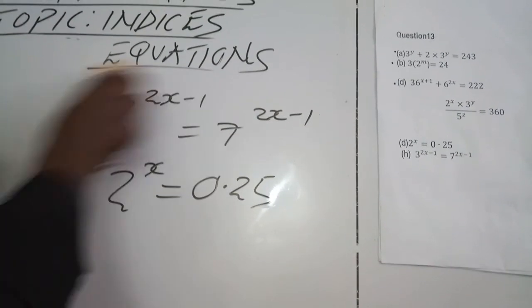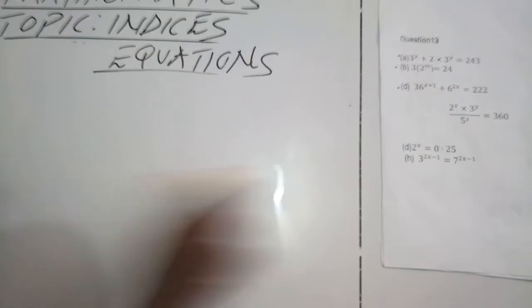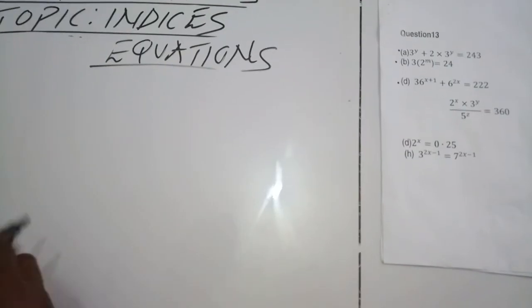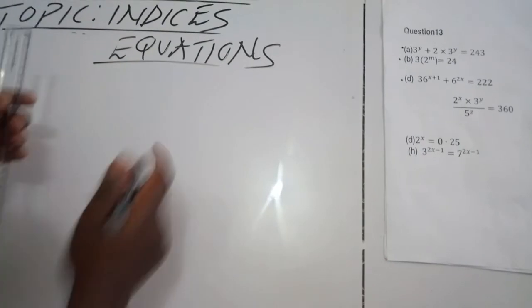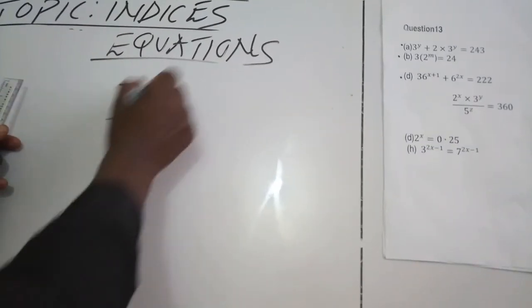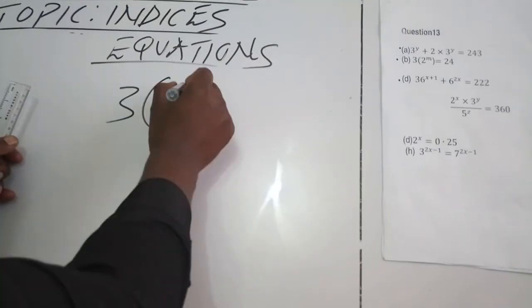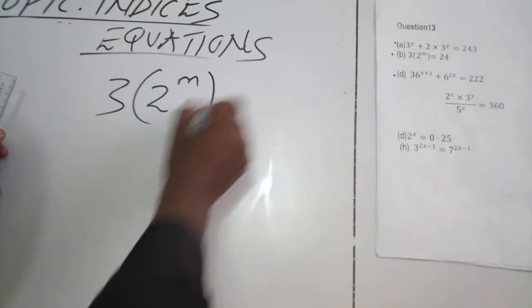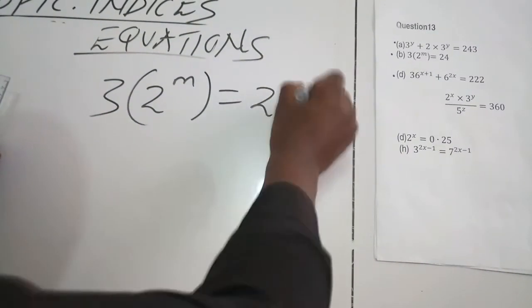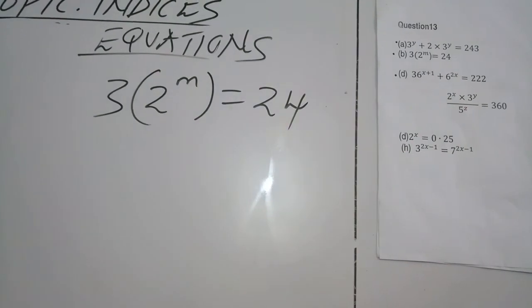Now I just want to conclude with another set of index equations which are solved differently. Then we come to the end of our topic, indices. Now look at this equation: 3 into 2 power m is equal to 24. You are supposed to solve for m.